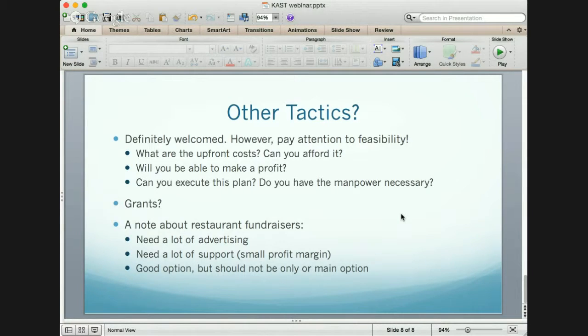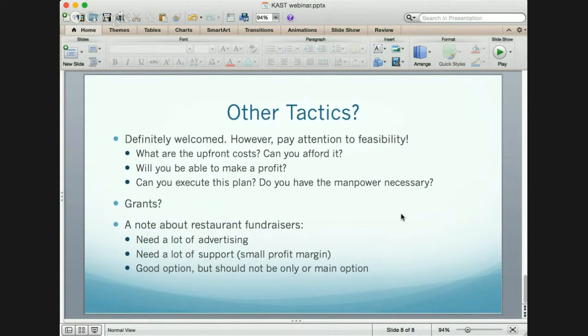Okay, so typically with grants, you have to not only say why KAST is a good organization, but you may also need to provide proof of our financial spending or a projected budget plan. So for that, definitely email KAST National to get some additional information.